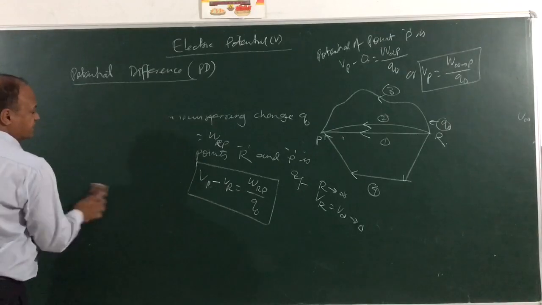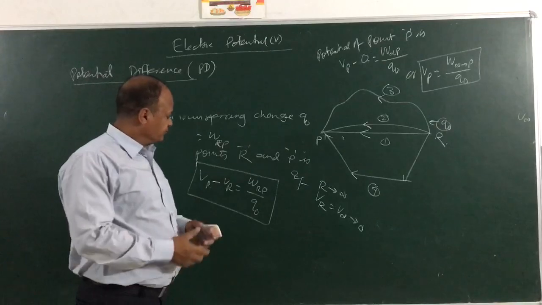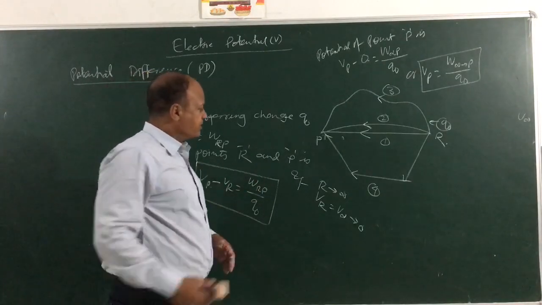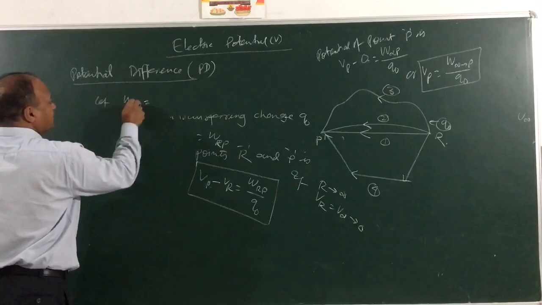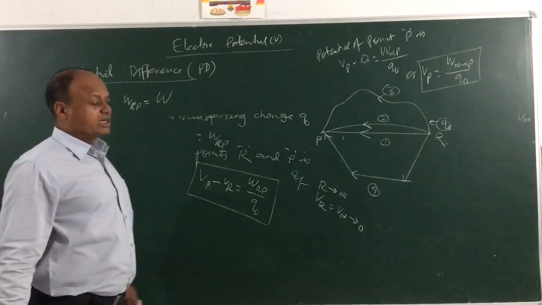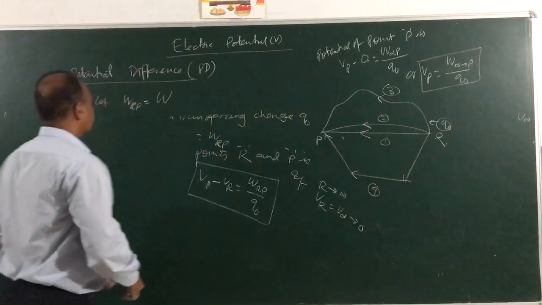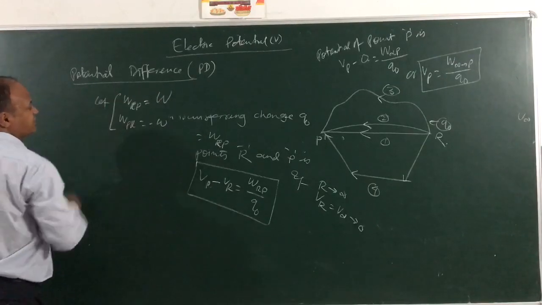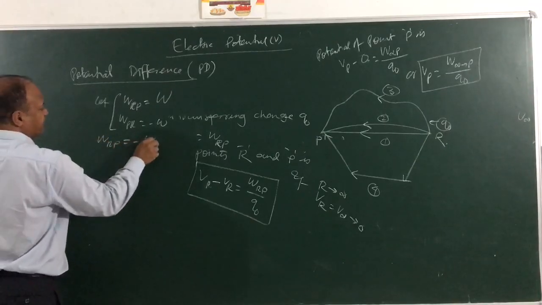We are going back to this result once again. We said we are going from R to P. Suppose W_RP is equal to W, and the electric force is conservative in nature. Work from R to P is W. Then work from P to R will be how much? Minus W. If I use this result, I can say W_RP is equal to minus W_PR.